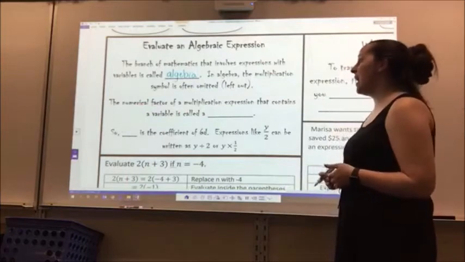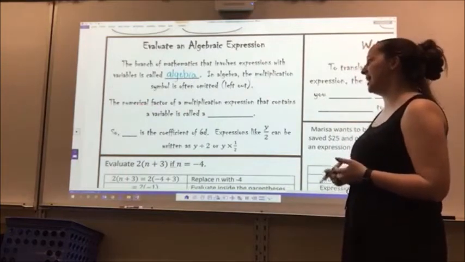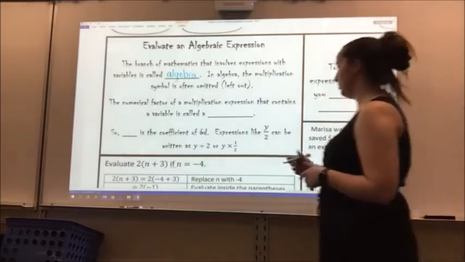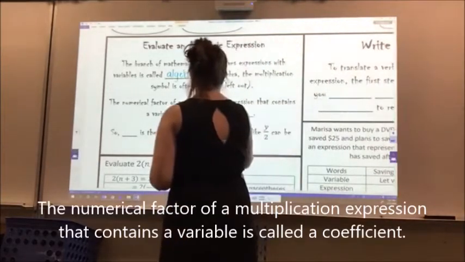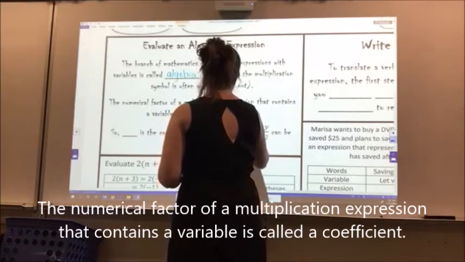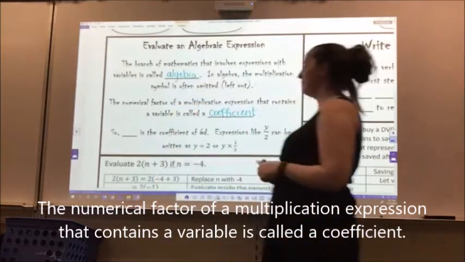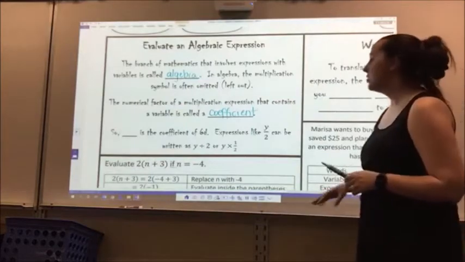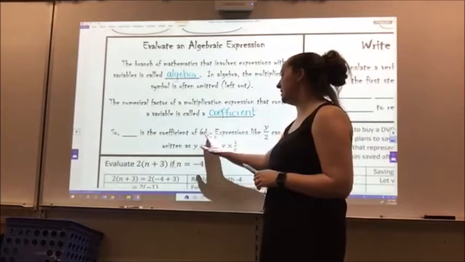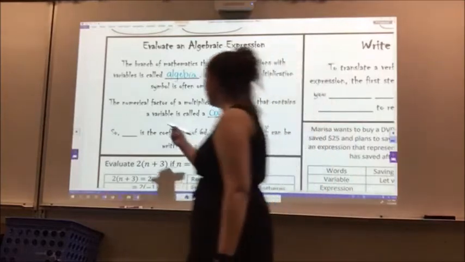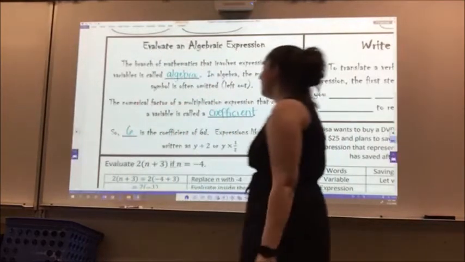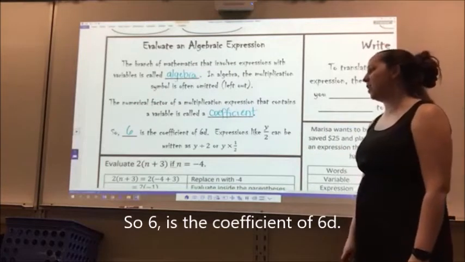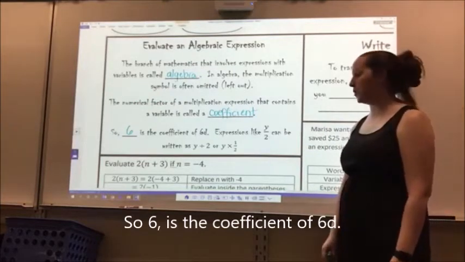The numerical factor of a multiplication expression that contains a variable is called a coefficient. So the blank is the coefficient of 6d. You can see 6 is the number, d is the variable, so 6 is my coefficient. So 6 is the coefficient of 6d. Expressions like y over 2 can be written as y divided by 2 or y times 1/2.